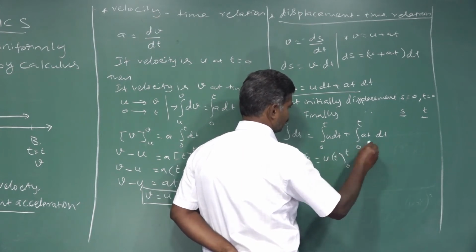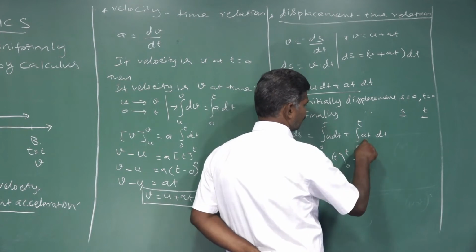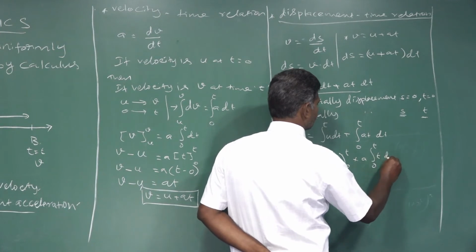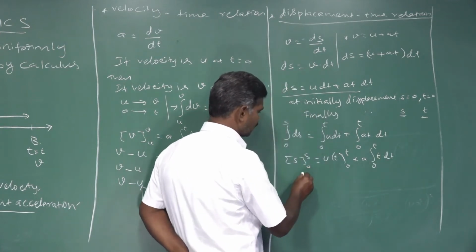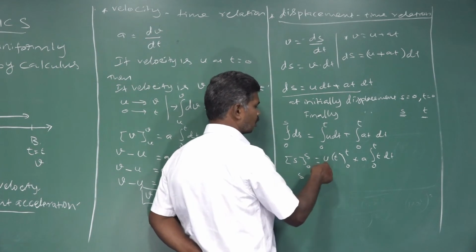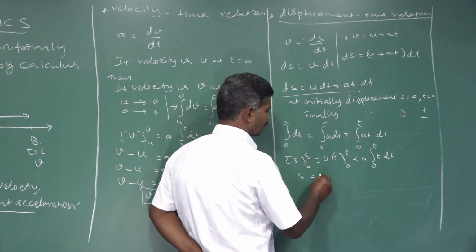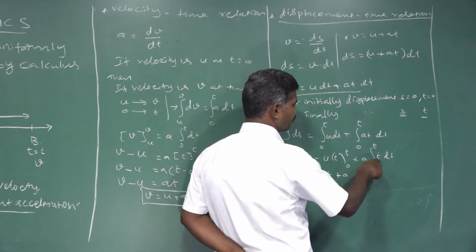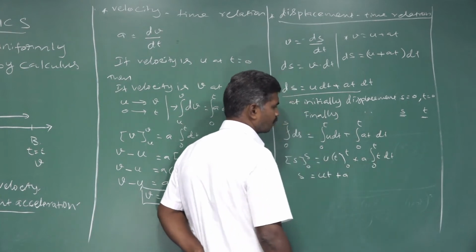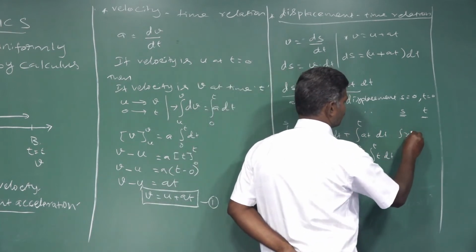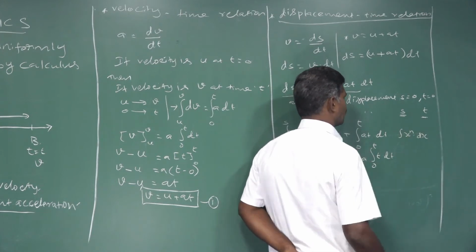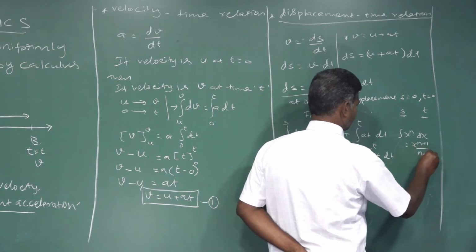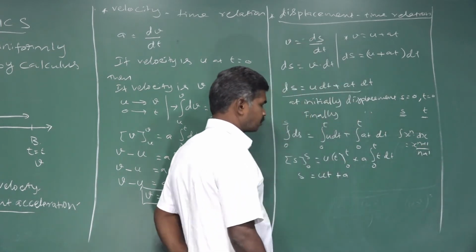The limitation is 0 to t, and a is constant, so take it out of the integral, integral 0 to t of dt. If we substitute, s is equal to ut plus a times the integral of t dt. We have the formula integral of x to the power n dx, which is x to the power n plus 1 divided by n plus 1. So like that we are going to use it.